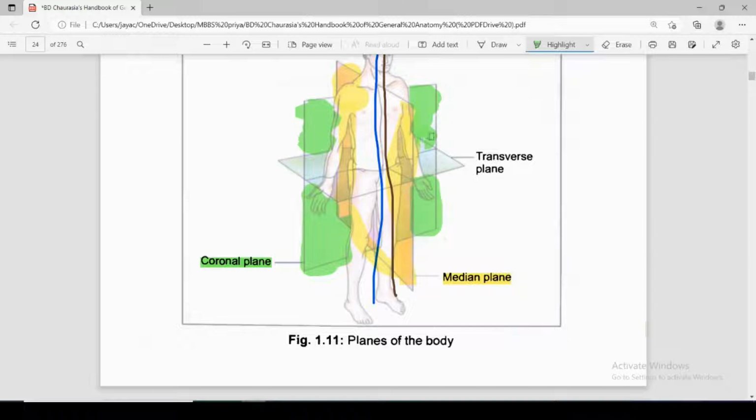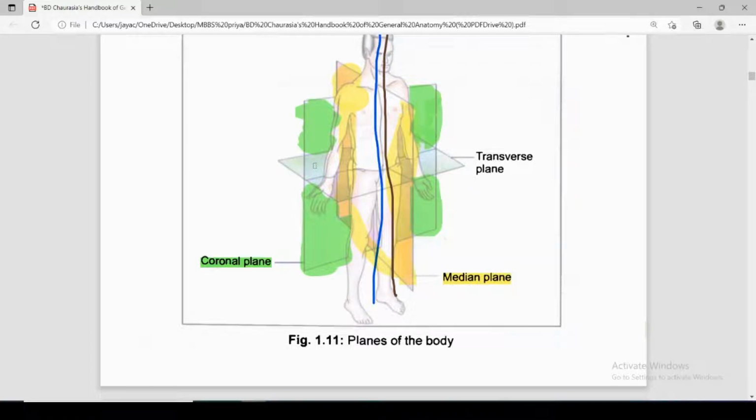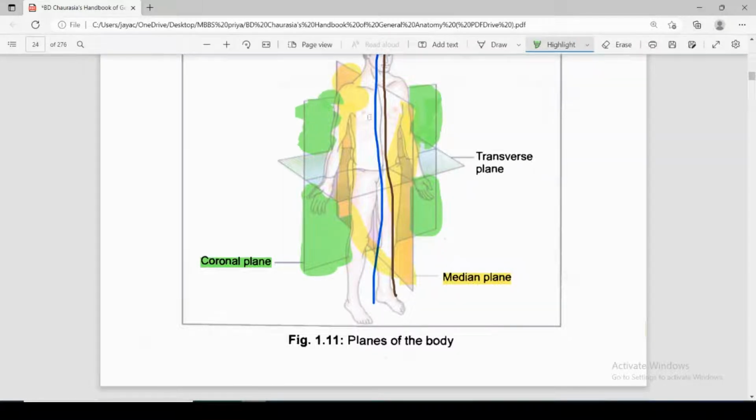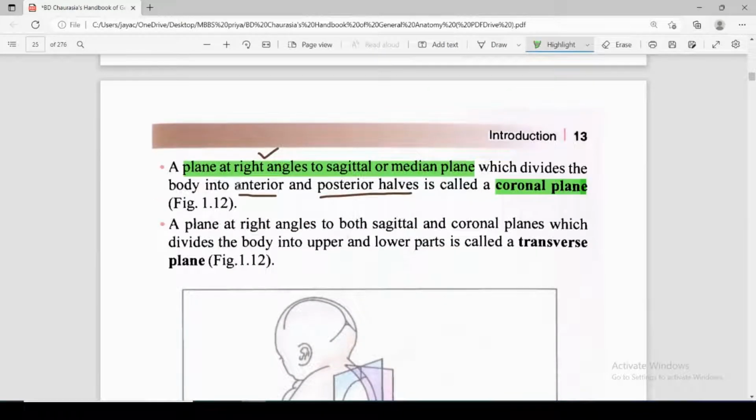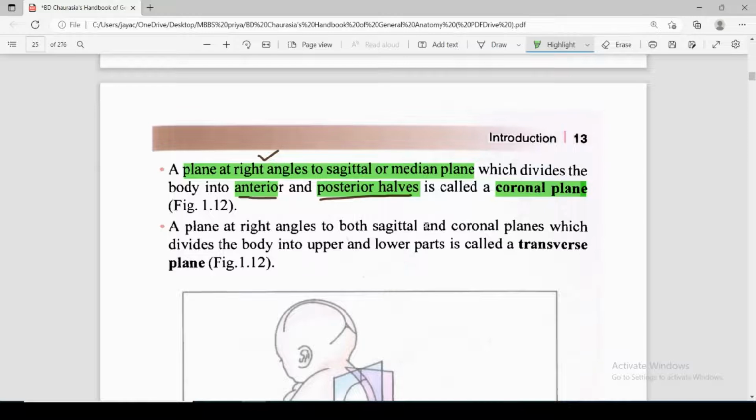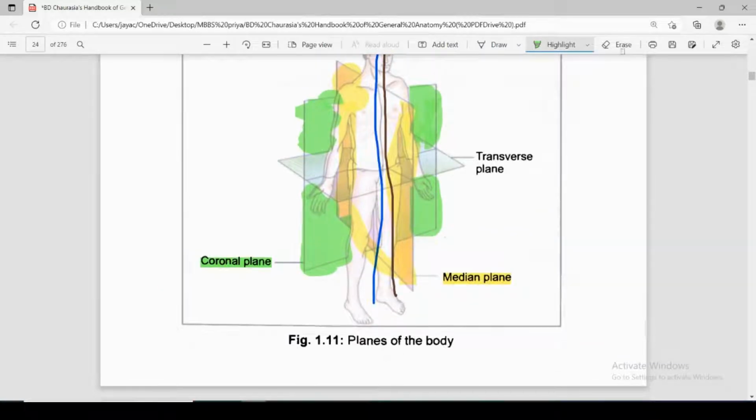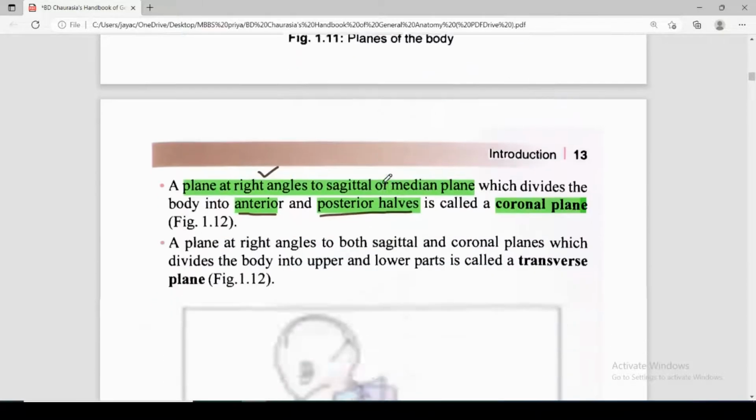So coronal plane is, there is a body, and it divides the front portion and the back portion. That is the anterior and the posterior half of the body. It is at right angle to the median plane. So that is known as the coronal plane.